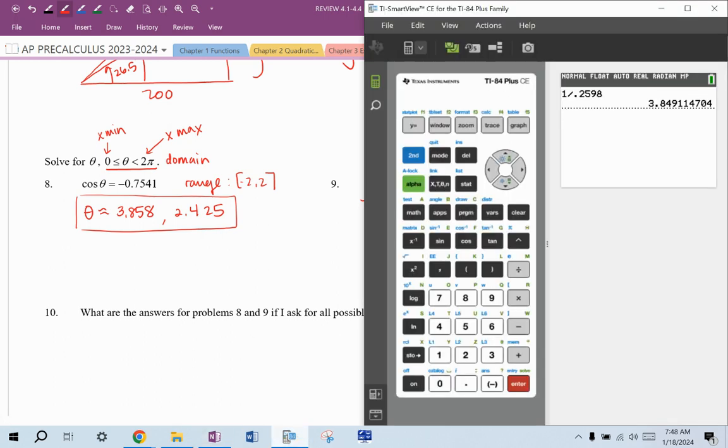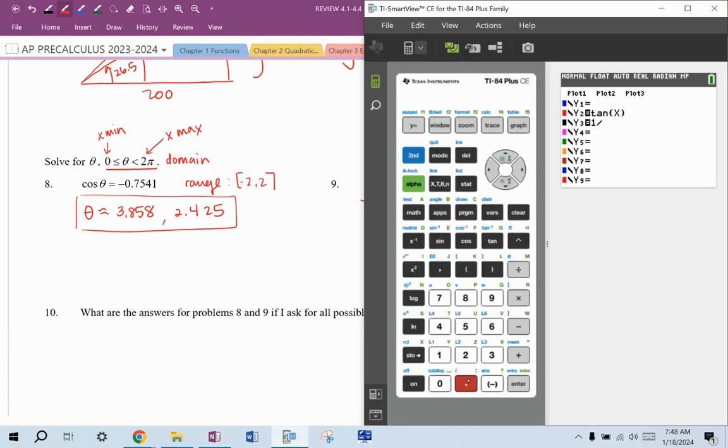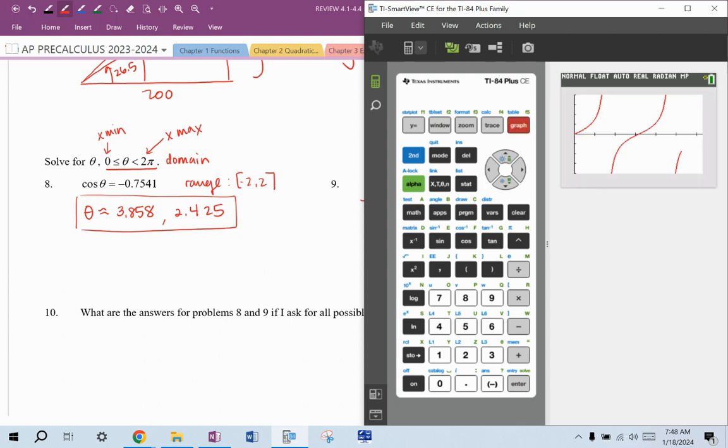All right, so I'm going to type this in as y equals tangent of x. And then, again, don't use the rounded 3 point whatever number. Do 1 divided by 0.2598. And then we just press graph. Oh, no, we don't. We adjust our window. -4 to 4. And it's just up there. I could have bumped it up to 5 or something, but as long as you can see the intersection on your screen, it should be fine. So I'm just going to enter, enter, enter. Found this one for me.